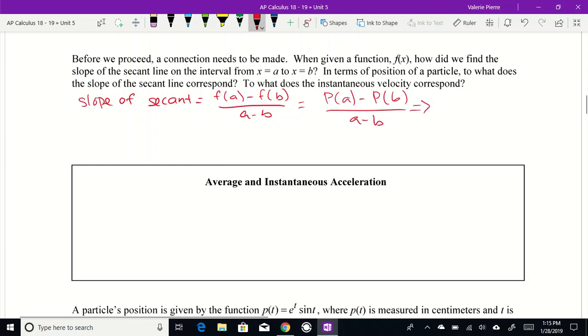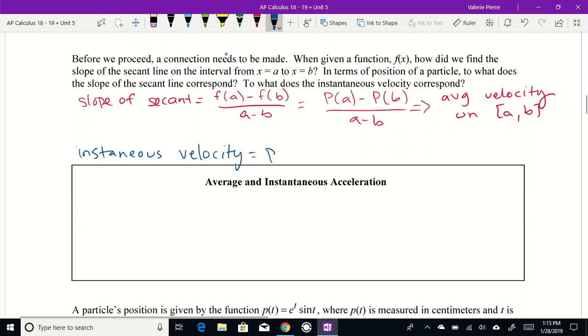And that was the average velocity on the interval a, b. Right, so the average velocity on an interval is equal to the slope of the secant. And if we look even closer, instantaneous velocity is equal to p prime of c, which is the slope of the tangent.